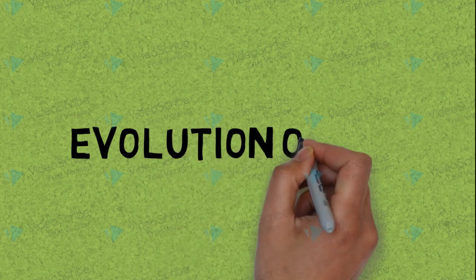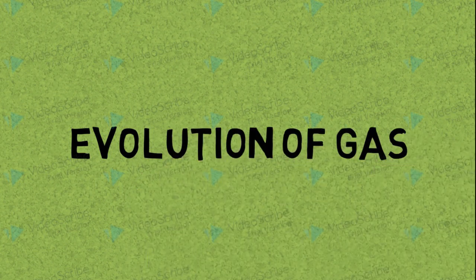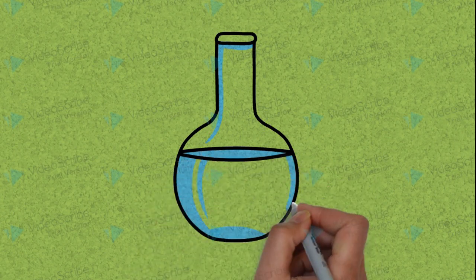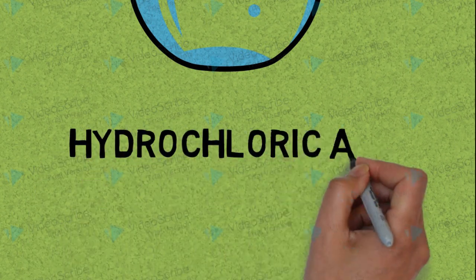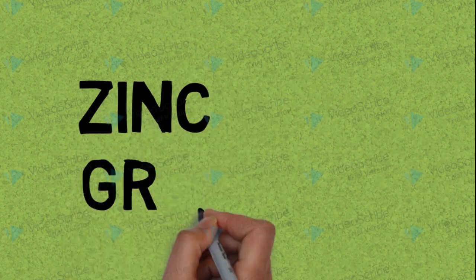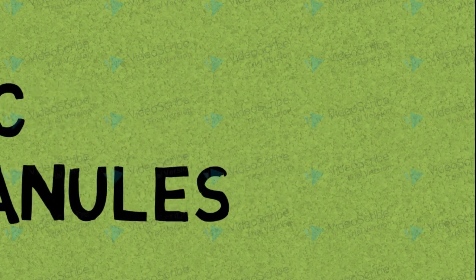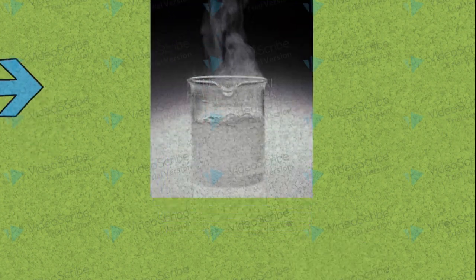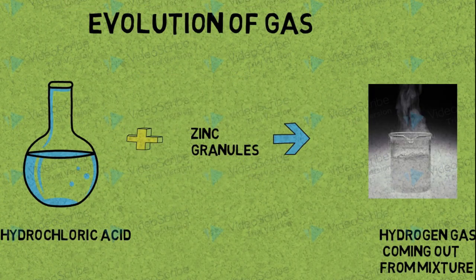Third is evolution of gas. Take a beaker, you can add any acid into it. Let's take hydrochloric acid. After adding hydrochloric acid, add any metal into it. Let's take zinc granules. Whenever a metal is added into an acid, a gas is evolved. You can see the bubbles coming out from that mixture. Those bubbles are of hydrogen gas.